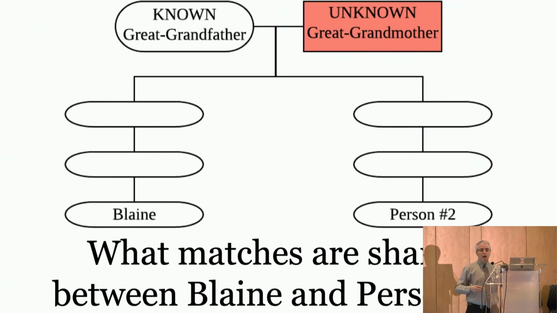So what have I done? I've created a focused group of shared matches by testing another descendant of that particular line. Now here I'm using it for a great-grandparent. You can go to great-great-grandparents and further back. However, the further back you go, of course, the more complicated it's going to be for a number of reasons.